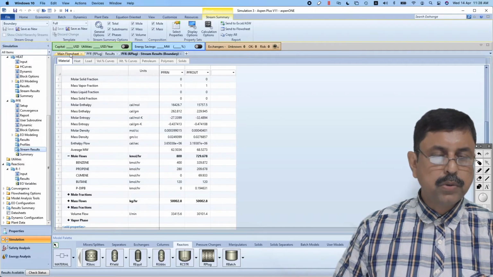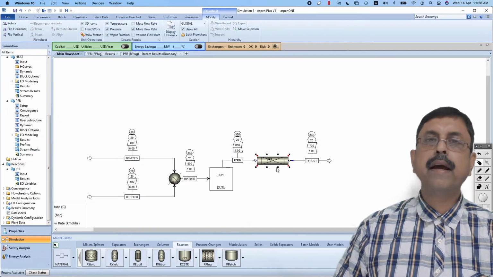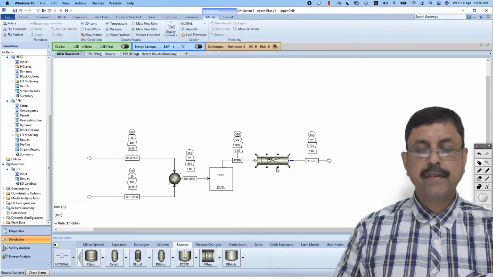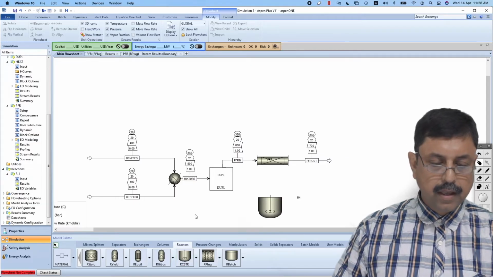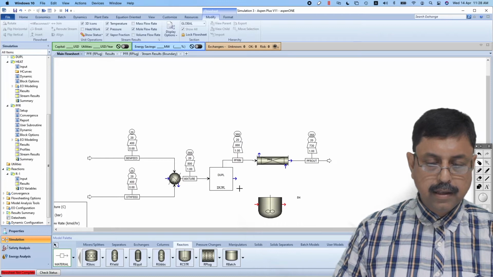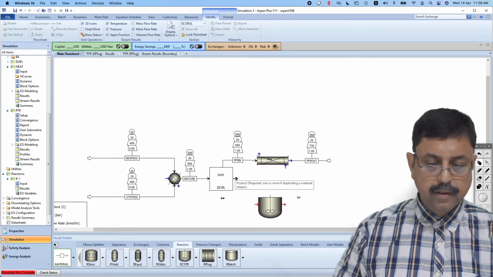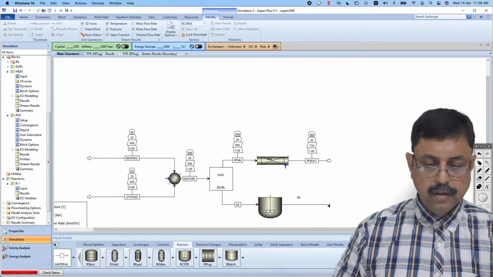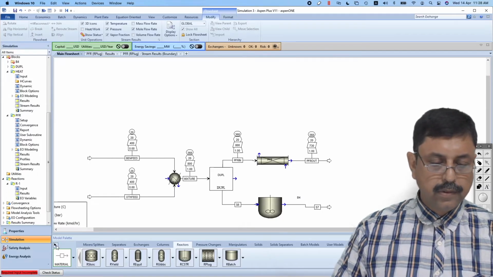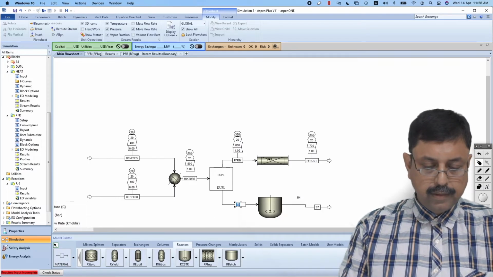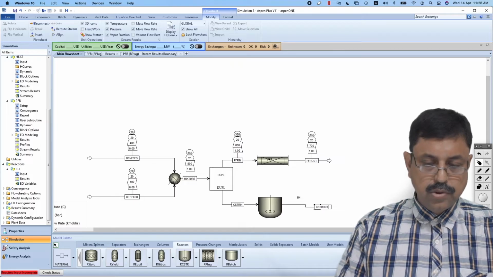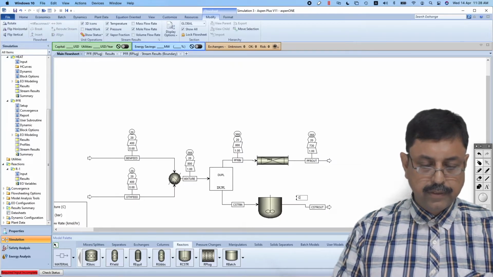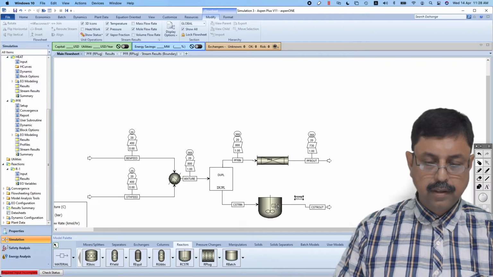Now, go to the main flow sheet. We have to compare this with the performance of CSTR. So bring in a CSTR over here and attach the lines. So rename them. This is CSTR in, this is CSTR out, and this is CSTR. Keep it over here.